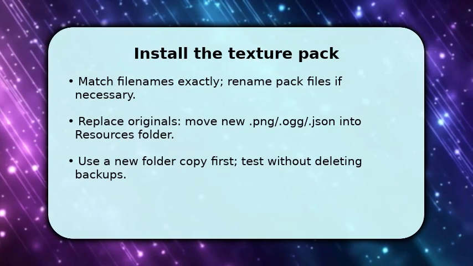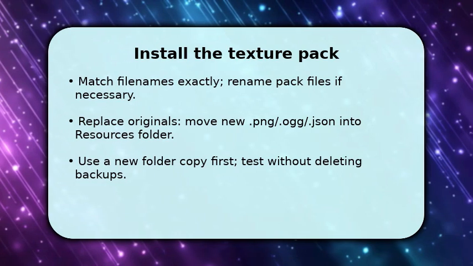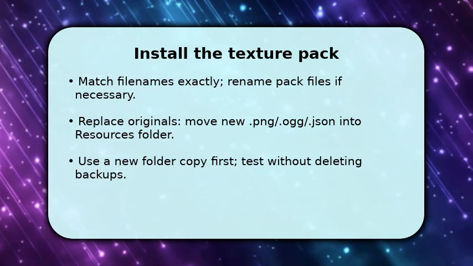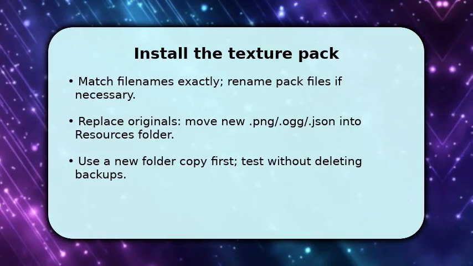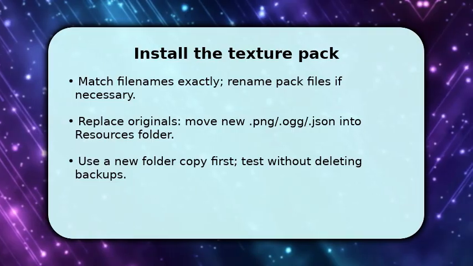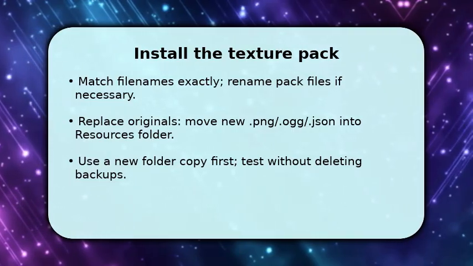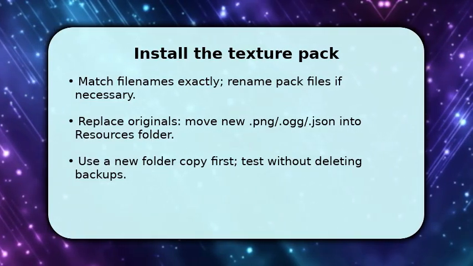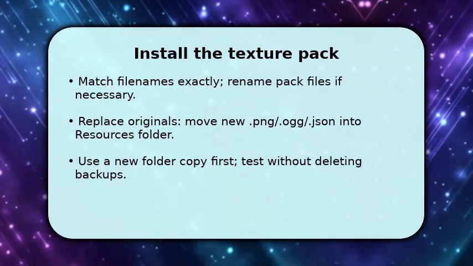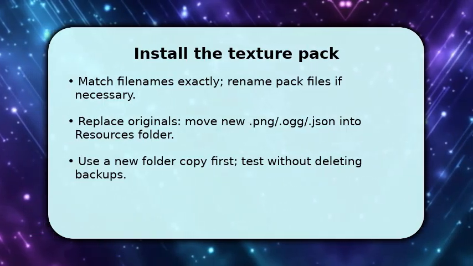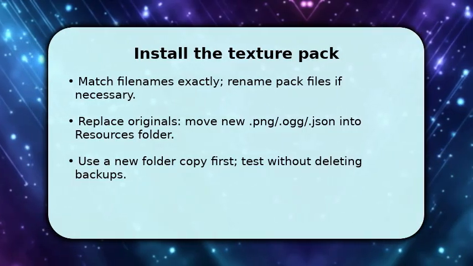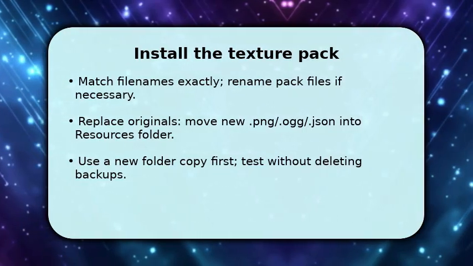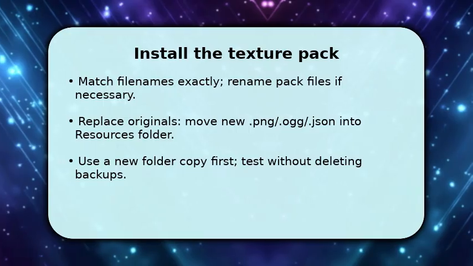Now you perform the replacement step by step. First, compare file names and folder structure. If the pack uses different names, rename them to match the originals so the engine can load them. Next, copy the new PNG and OGG files into the resources folder. Use copy, not move, so you keep backups. If there's a JSON mapping file, place it where the game expects it. Once copied, validate file sizes and formats to reduce runtime errors before launching.